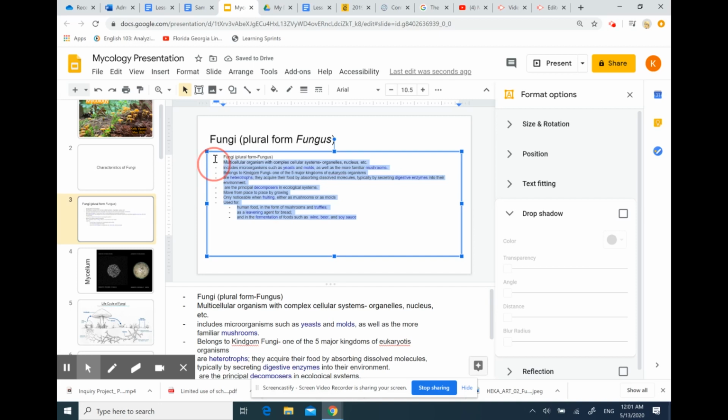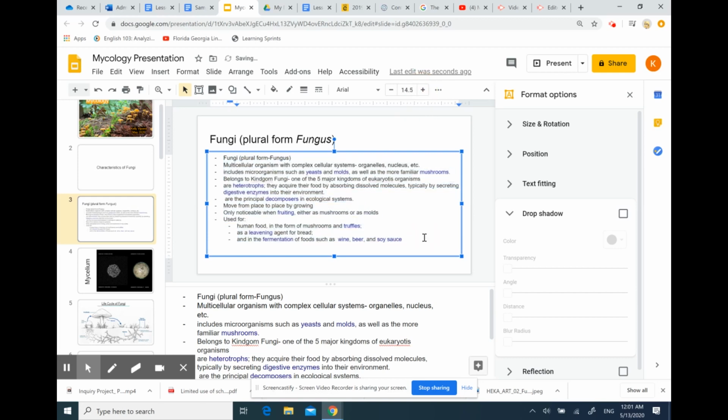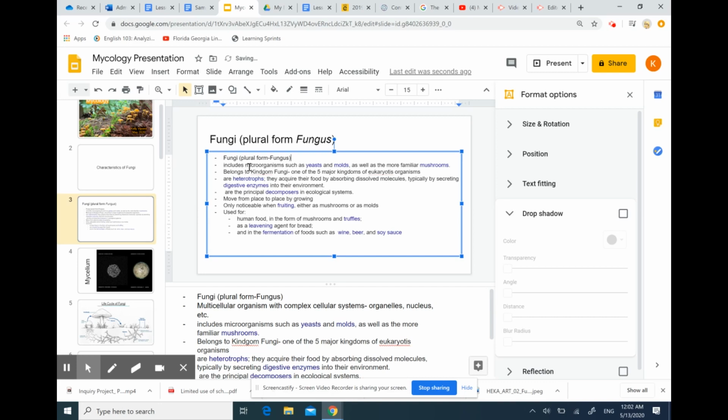That's not exciting. So what you need to do is decide, what of these pieces do you want to speak to, and what do you want your audience to have on their slide that's going to help things make more sense. So definitely one is this first piece. I want to make sure that's on there, but maybe I don't need to mention that this is a multicellular organism with complex cellular systems. Maybe I don't need that bullet point in there. I can speak to those things. I definitely would say that it would include microorganisms such as yeasts and molds and mushrooms, but I might make that a lot shorter. Yeasts and molds and mushrooms.